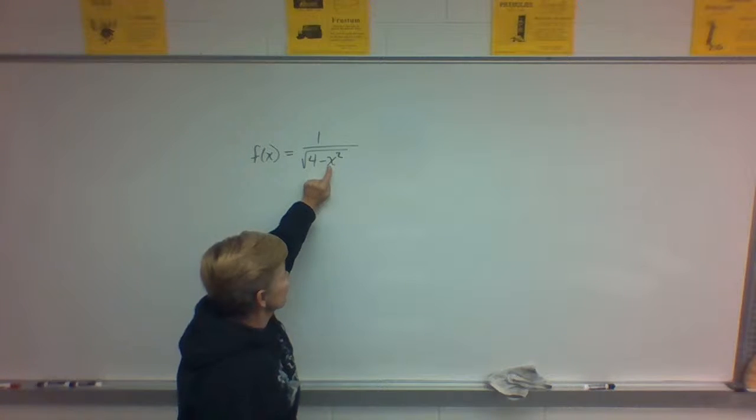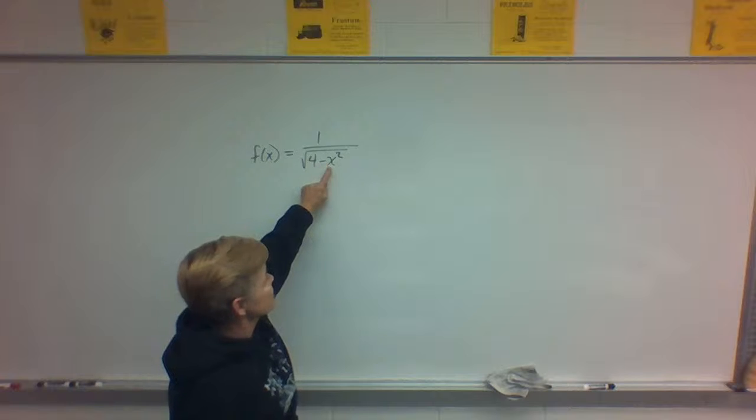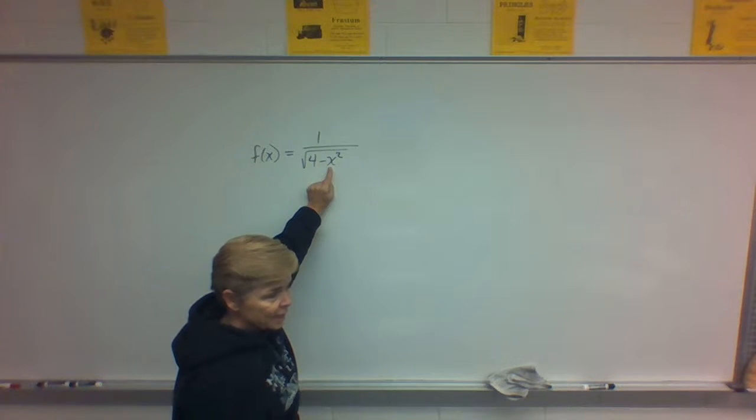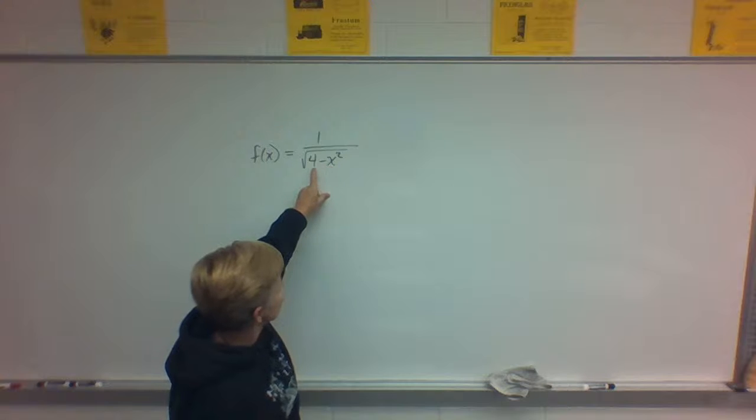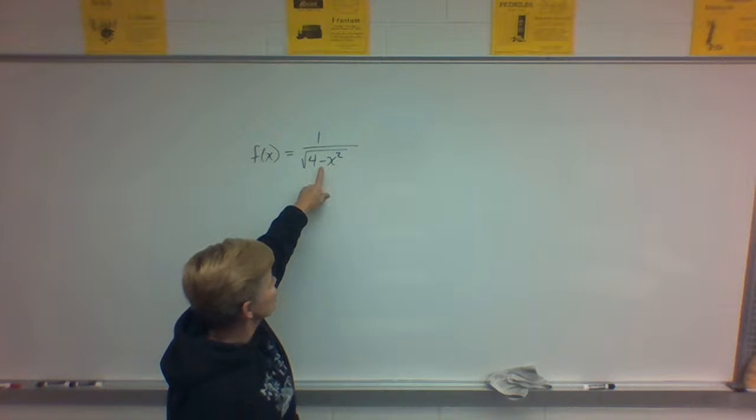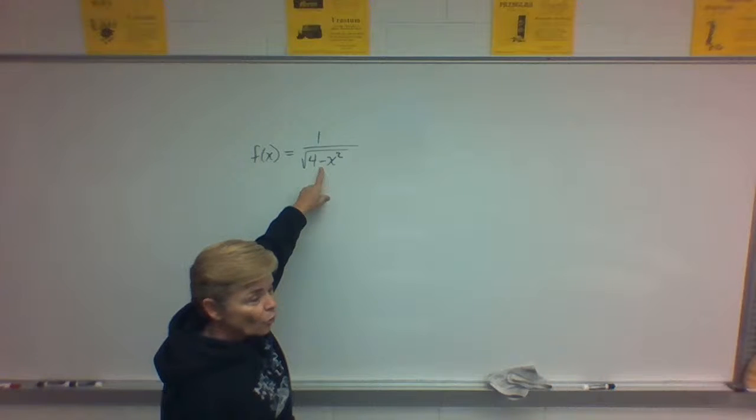If x is anything bigger than 2 or -2, then you're taking 4 minus something bigger than 4, so that'd be negative. So it has to be from -2 to 2. But if x was 2, you'd have 4 minus 4, which is 0, which you can square root, but you can't divide by it. So it can't be 2 or -2. Only the open interval.